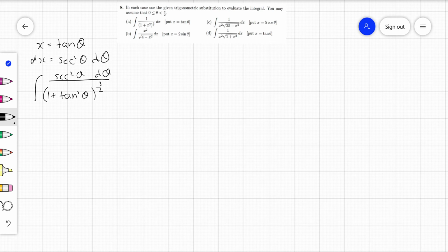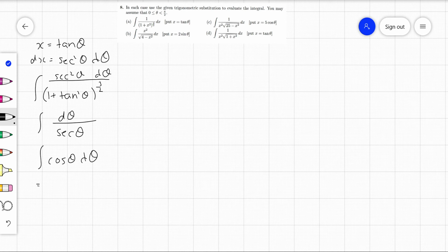Now, we do know that 1 plus tan squared is sec squared, so really we've got sec squared to the power of 1 at the top and sec squared to the power of 1½ at the bottom. So 1 minus 1½ is hopefully minus a half. So what we end up with is just d theta on sec theta. The square root of sec squared is just sec theta. But of course sec theta is just the reciprocal of cos theta. So that's really just cos theta d theta.